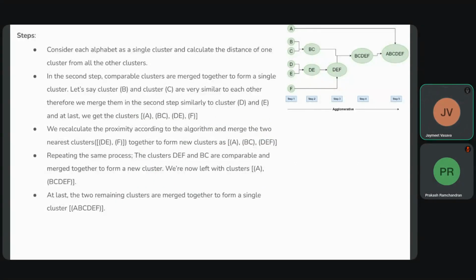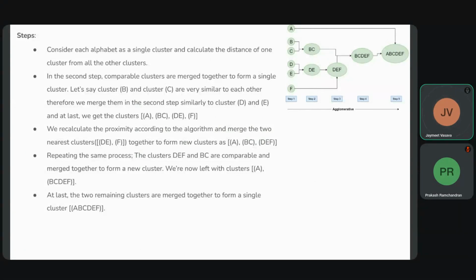So the steps to build this agglomerative clustering: consider each alphabet as a single cluster and calculate the distance of one cluster from all the other clusters. In the second step, comparable clusters are merged together to form a single cluster. So cluster B and cluster C are very similar to each other, therefore we merge them in the second step, similar to clusters D and E. And at the end, we have A, B, C, D, E, and F.